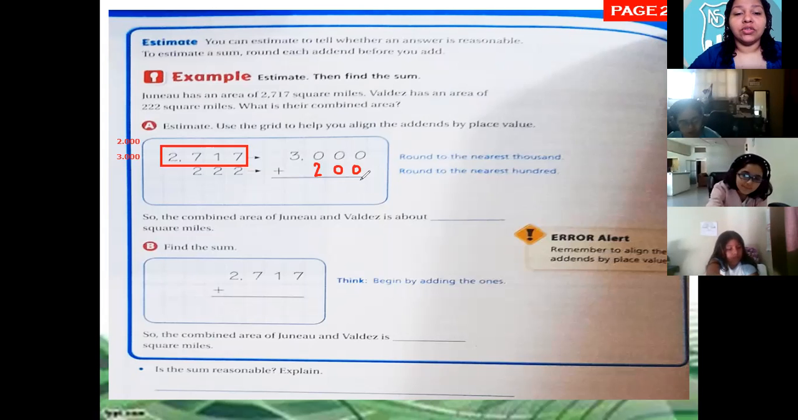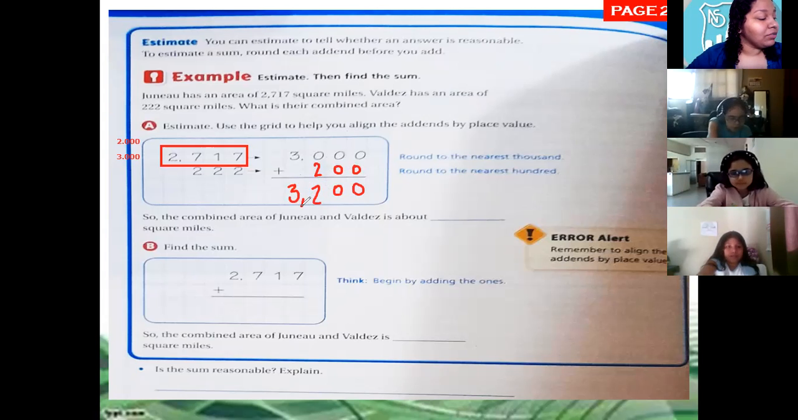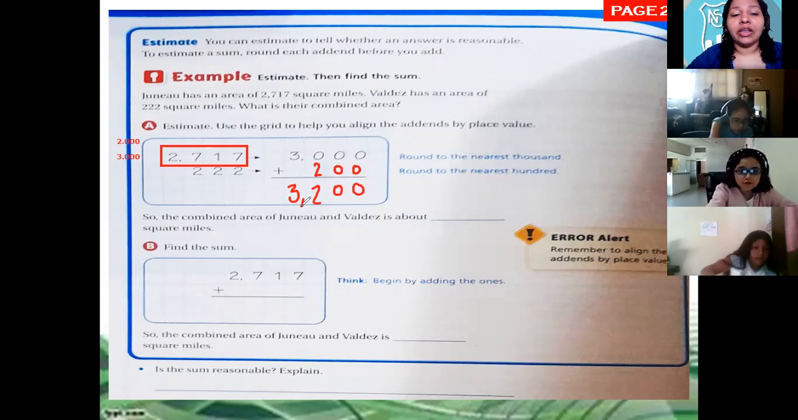So 0 plus 0? 0. 0 plus 0? 0. 0 plus 2? 2. Do I have a number to make an addition in here? 3 plus? No. What do I have to do? Just write 3 down. Okay. So what is my sum? The combined area of the Junior and Valdez is about?